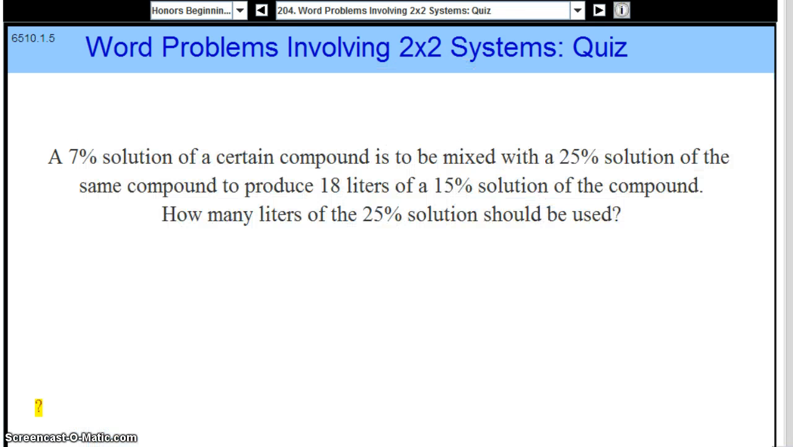A 7% solution of a certain compound is to be mixed with a 25% solution of the same compound to produce. And again, compound, that's like alcohol or acid, like what we saw before. It just said, you can name any chemical, like 7% of an alcohol solution or 7% of an acid solution is mixed with the 25% solution of the same compound, acid or alcohol or hydrochloric acid, whatever you want to call it.